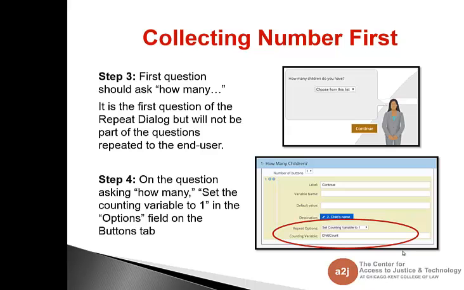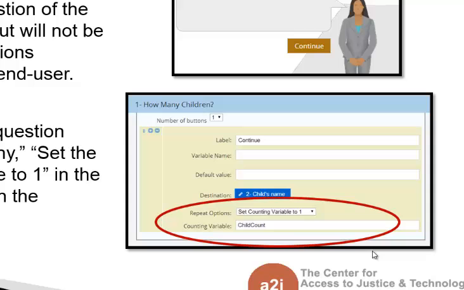On this how many question, in the button section, you set the counting variable to 1 in the options field. So repeat options, you go to the drop-down menu, usually it says normal. Here you're going to want to set counting variable to 1, and you're going to want to tell A2J what counting variable to use.